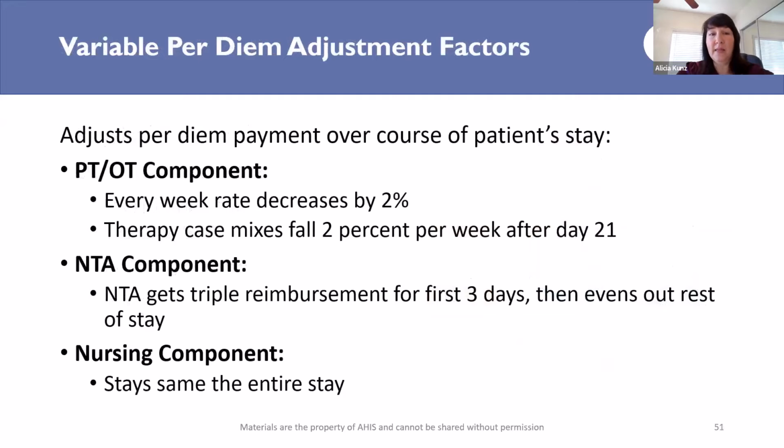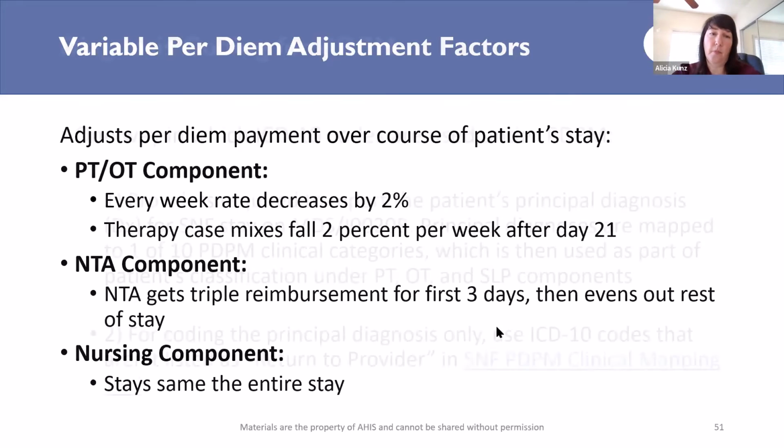So the rate adjusts, your per diem adjusts over the course of your resident stay. So your PT, OT component decreases by 2% every week after day 21. And for your non-therapy ancillary component, you get triple reimbursement for the first 3 days, and then it evens out the rest of the stay. This is why, especially if I'm your consultant, when I'm in your building, I'm always searching to make sure that we're capturing all of our NTA components, because again, that triples your reimbursement. Very important. And then your nursing component is going to stay the same the entire stay.